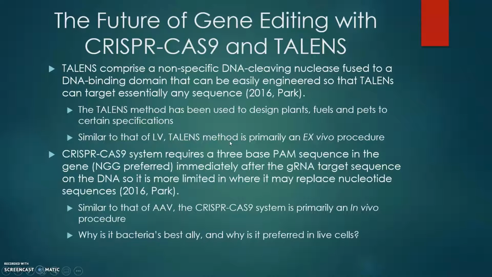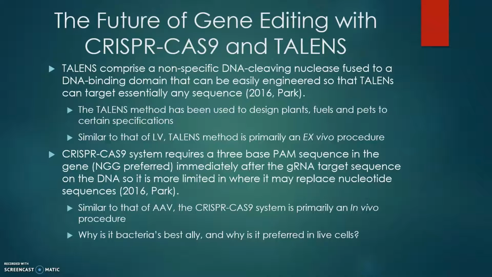And then the CRISPR-Cas9 system, which is actually the preferred method, and I'll get into that later, requires a 3-base PAM sequence in the gene. Of the nucleotides, the NGG sequence is preferred for it to actually extract whatever sequence it needs to and insert its own. So it does make it more limited in where it can replace the nucleotide sequences.